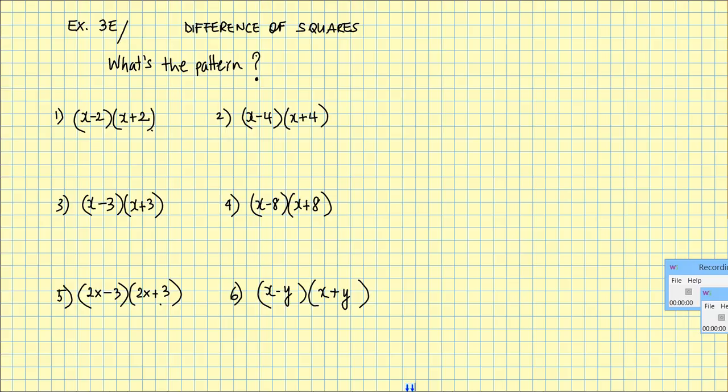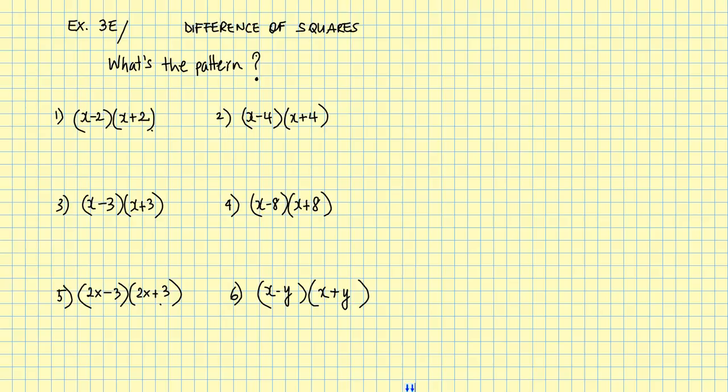Now what I'm going to do is very quickly write out for you what the solutions are to these problems, and we're going to try to come to a conclusion on what's going on. So for example, if I've got two binomials here, they seem to be practically identical. Take a look at all of the examples we have here. We've got x minus 2 times x plus 2. We've got x minus 4 times x plus 4, x minus 3 times x plus 3, x minus 8 times x plus 8, and so on.